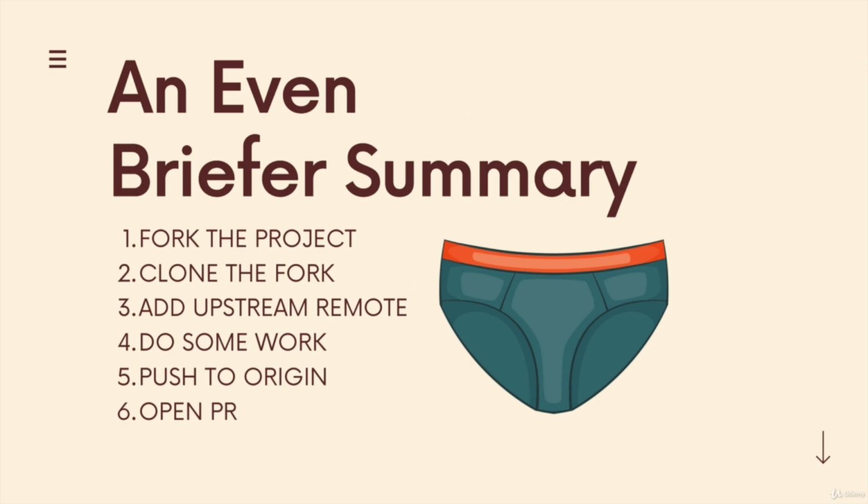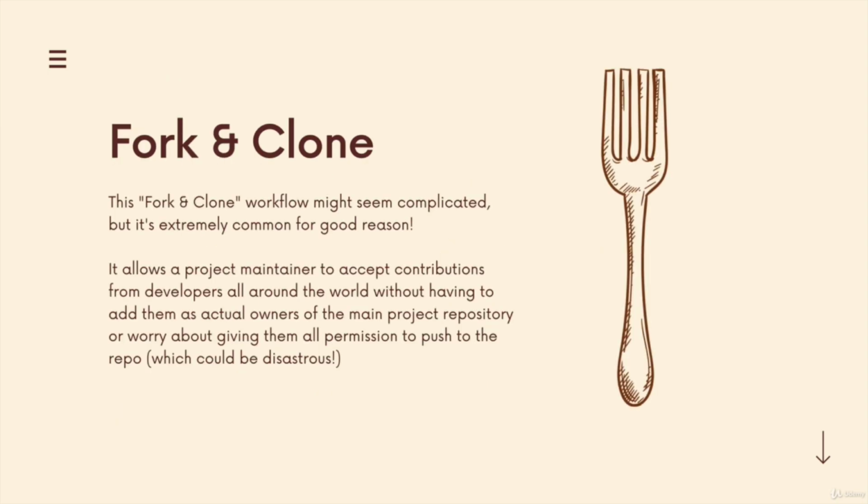So here's a short summary. Fork the project, clone the fork, add our upstream remote, do some work, push to the origin, and then open a PR to the original or the upstream. So I'm going to demo that again in the next video. We'll wrap up by just talking about why this is a good idea in some situations.